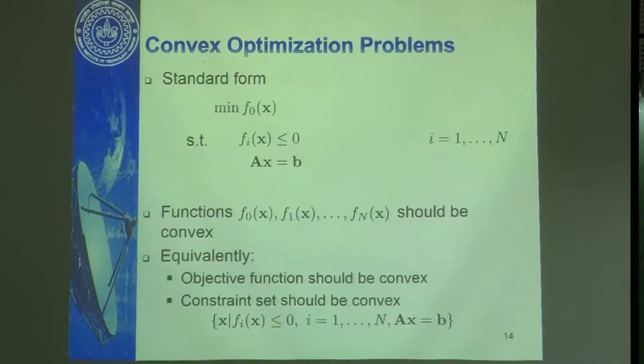So if you want to include an equality constraint, it has to be linear or affine. This is called affine, Ax equal to b, or Ax plus b equal to 0. So the objective function should be convex, and the constraint set should be convex, which includes all these kinds of functions. So this is your standard convex optimization problem.